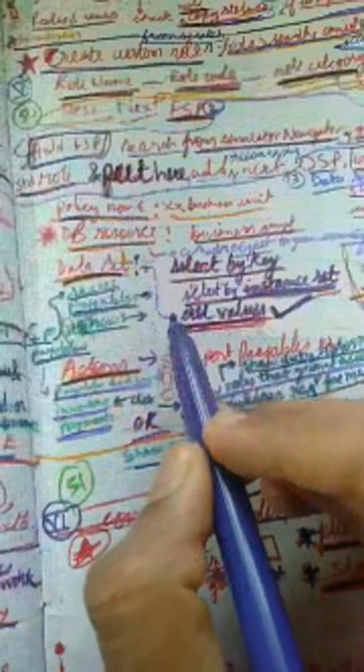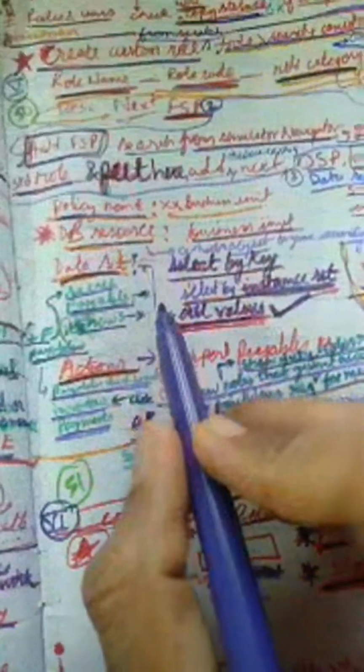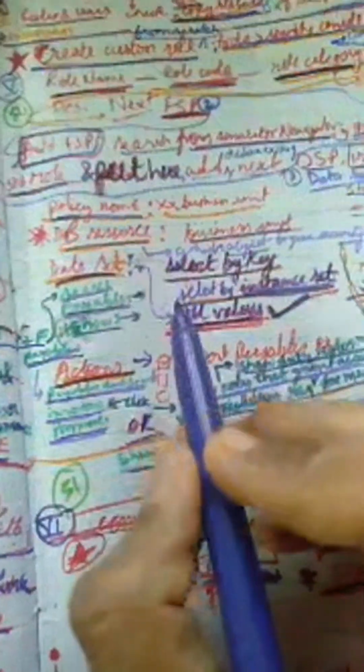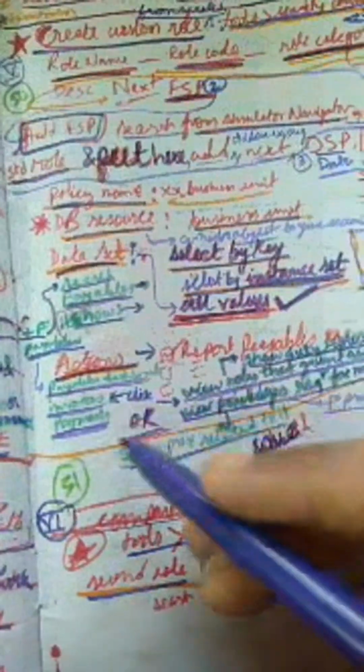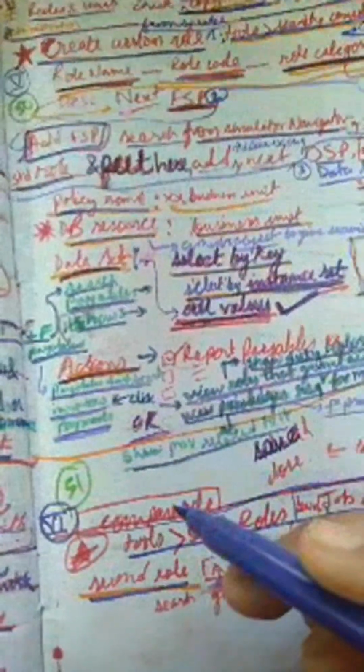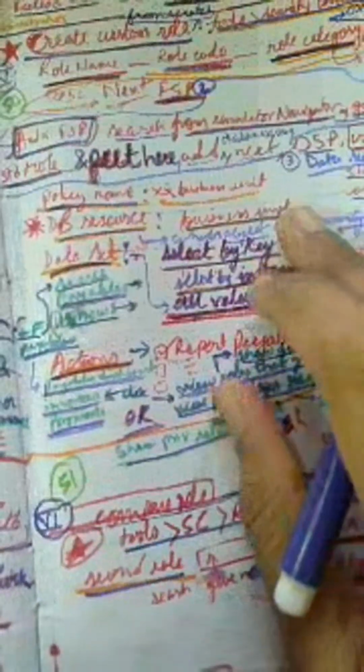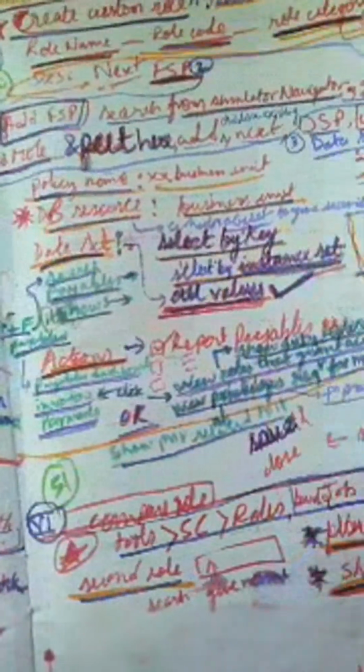While doing this, again it's the same thing. First thing is the policy name, second thing is for what DB object or resource I am creating a policy, for what data set of that resource, is it all values, or is it selected by a key, or is it selected by an instance set. The next thing is what are the actions which are allowed on that data set.